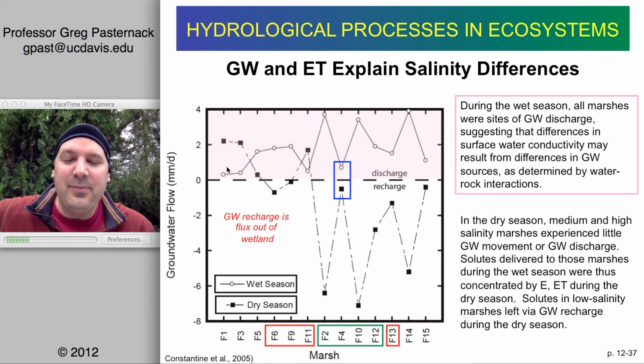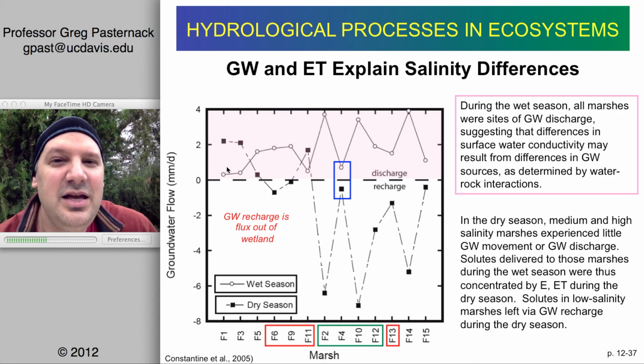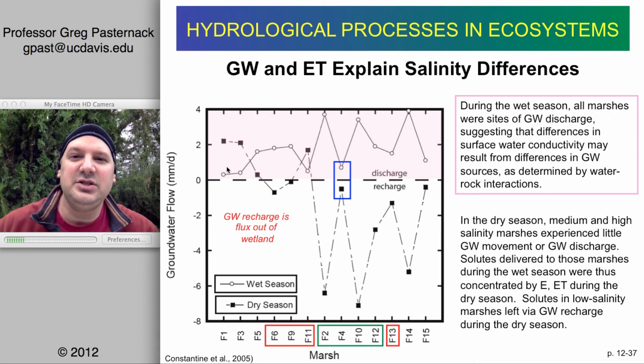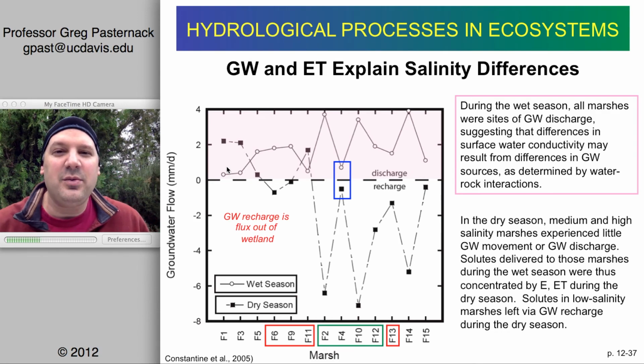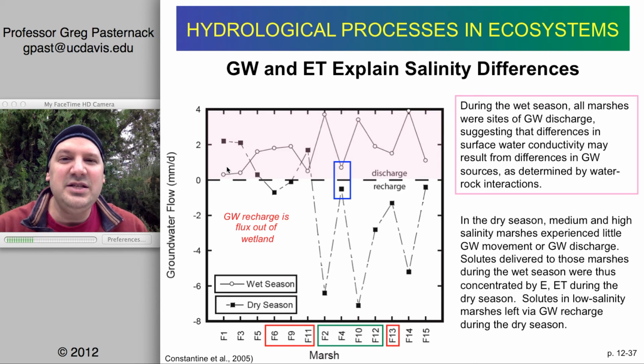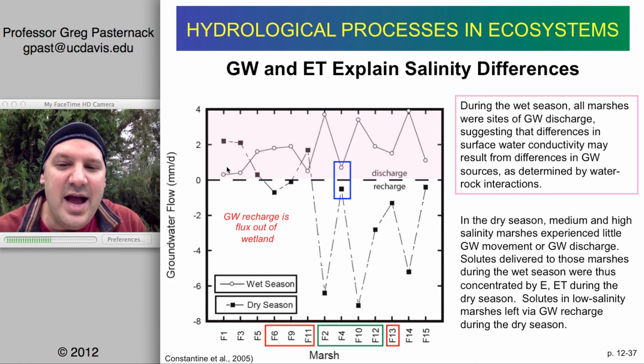It's coming from the uplands, like rain on the mountains of Belize and the foothills, going into the ground. In Central America, you have highly weatherable soils and carbonate rocks, so it's going to pick up all kinds of minerals and bring that to the wetland. During the wet season, all these wetlands are receiving that material. What differentiates the system is what happens during the dry season.